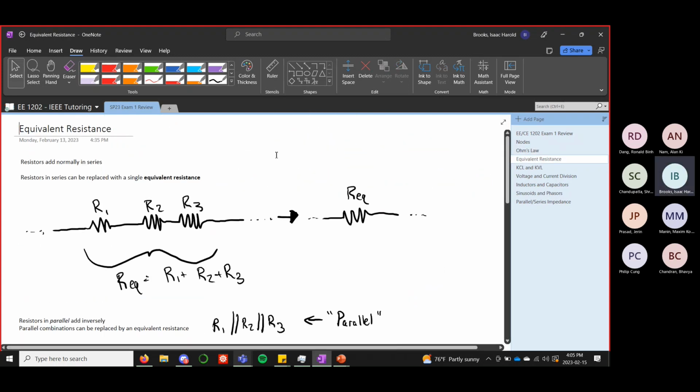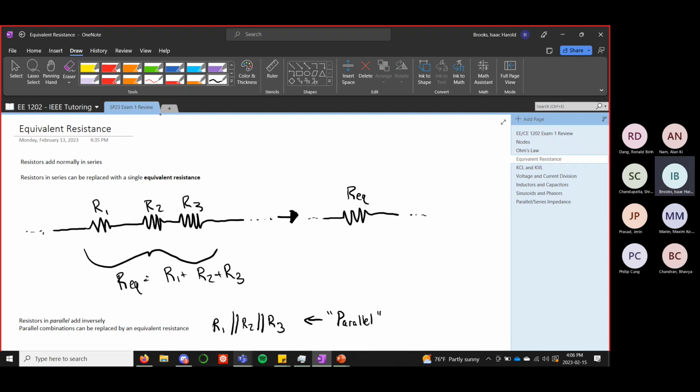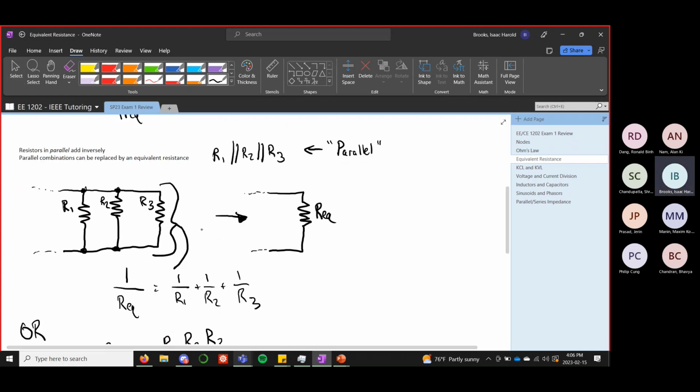So resistors, equivalent resistance, again, something you should probably have seen last semester as well. If you combine resistors in series, you add them up to get an equivalent resistance. And in any circuit, you can always replace multiple resistors with their equivalent resistance, and it should work out just fine. If they're in parallel, they add inversely. So 1 over the equivalent resistance is equal to the sum of the inverses of the individual resistances. And you have to make sure that you know that two things are in parallel if and only if each of the two sides are the same two nodes. So for example, if you have this is all one node, this is all one node, and each of the resistors are between those two nodes, they're in parallel.